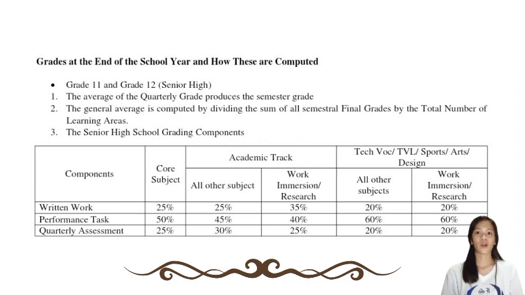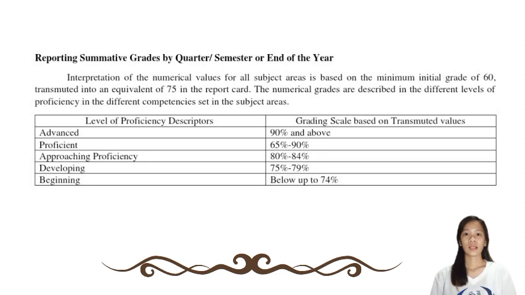Performance task may also include items in level 2, which is the process or skills, and level 4, which is the product or performance of the KPUP. The quarterly assessment may include levels 1 to 4. Let's proceed to the last, which is reporting summative grades by quarter, semester, or end of the year.